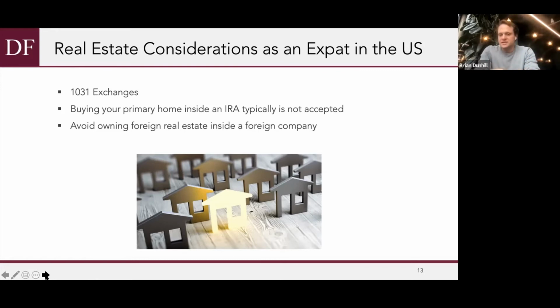And you're not going to be able to use that 1031 exchange rule. So taking care of things in order before you become a resident of the United States will be a good planning mechanism.